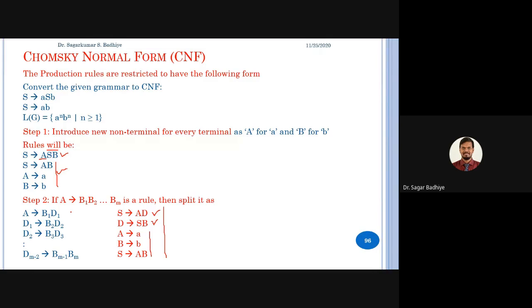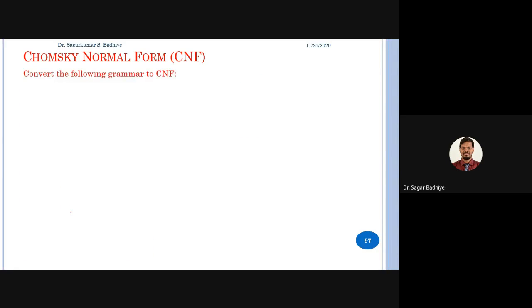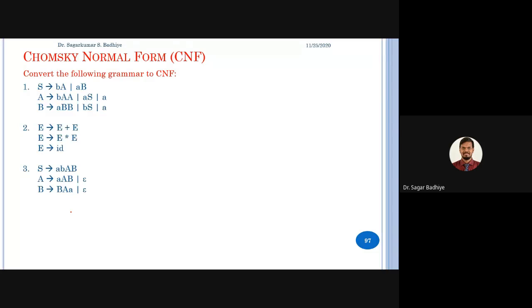While solving these three questions, you need to go back to what I have told you today about normal forms, right? That is to be applied in one of the examples. So just go through the definition of normal forms, CNF, GNF, and then solve the following questions. You need to convert the following grammar to CNF. These are three questions. Just solve them.